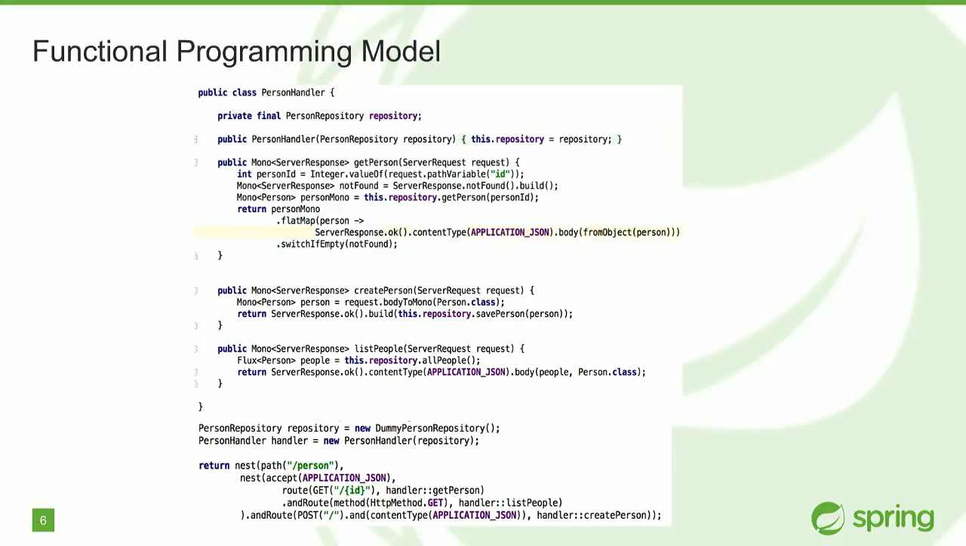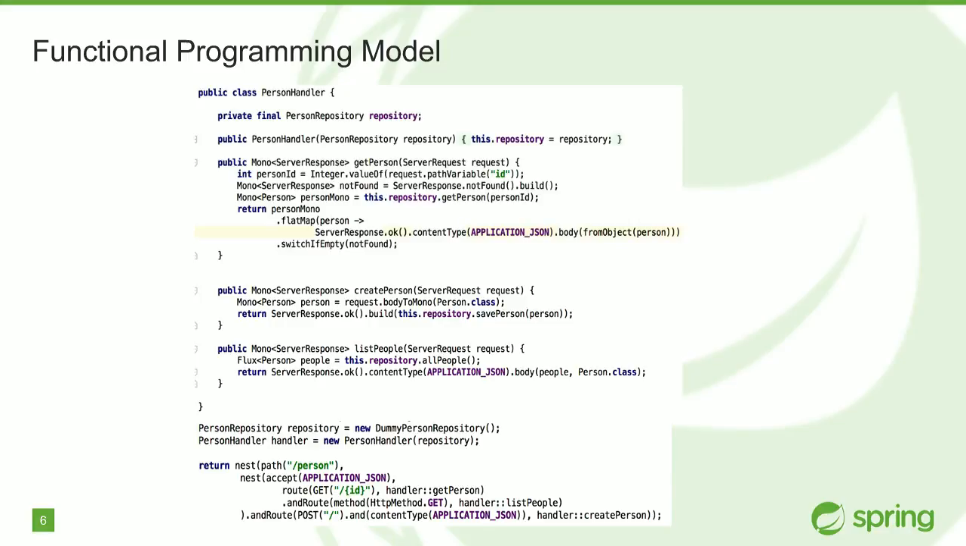The final method we have on there is get person, which is a bit more involved. So let's go through that as well. You can once again see that it's the same signature: given a server request, return a Mono of a server response. That is, as you might guess by this time, the signature of a so-called handler function. And handler functions take the responsibility of a controller method in typical Spring MVC, the annotation-based MVC.